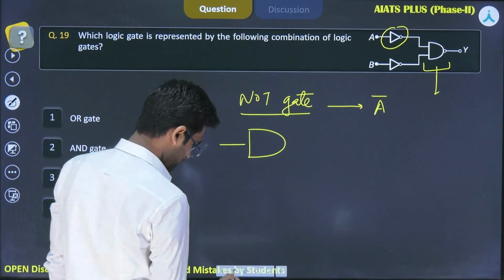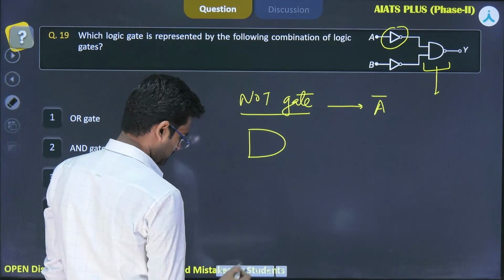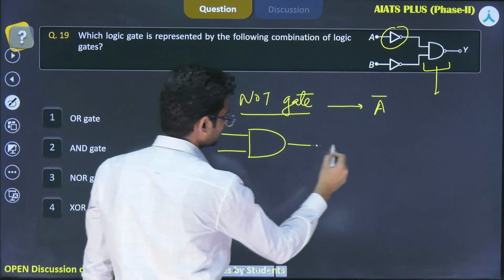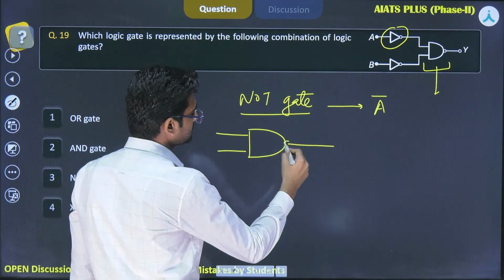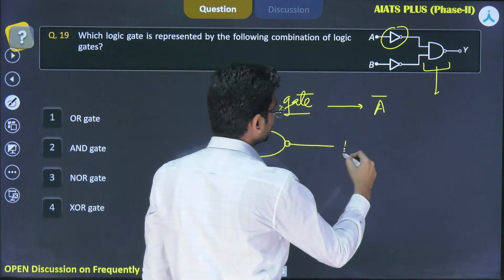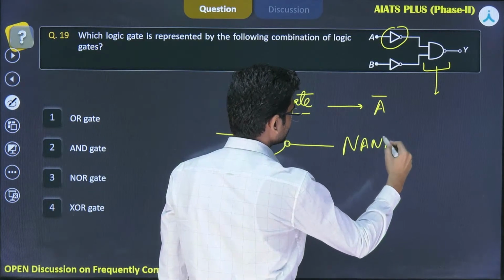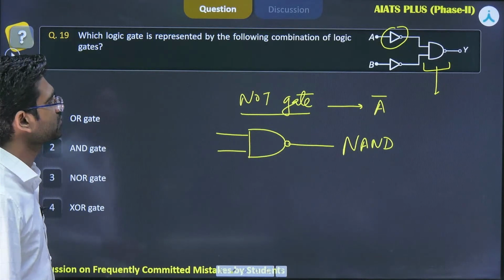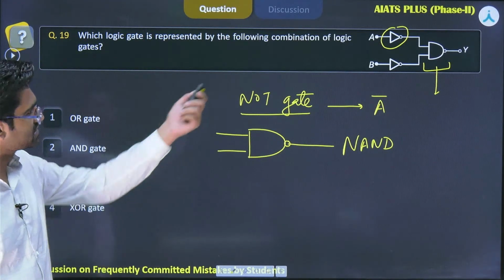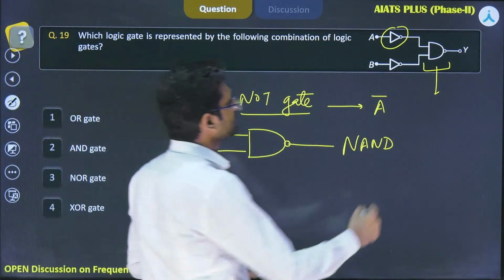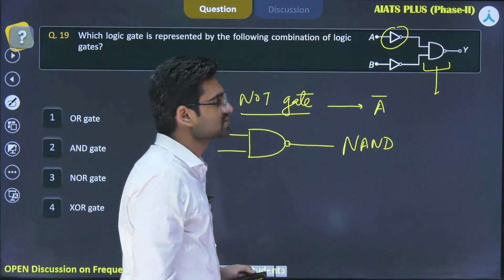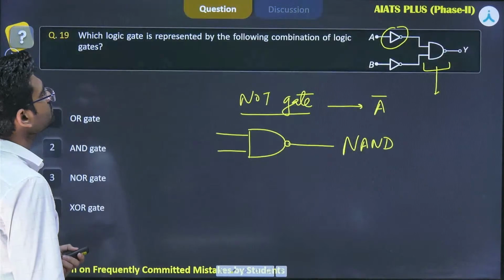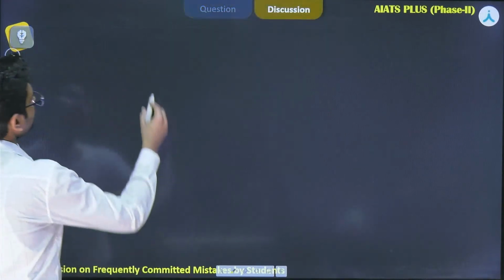This one is AND gate, right? If there is this dot, this will become NAND. Okay, so this is NAND. Now let's solve this. Yes, Riti Bharta, very good. So this is NOT and this is NAND. We have to find the resultant gate from this. So let's see what we will get.